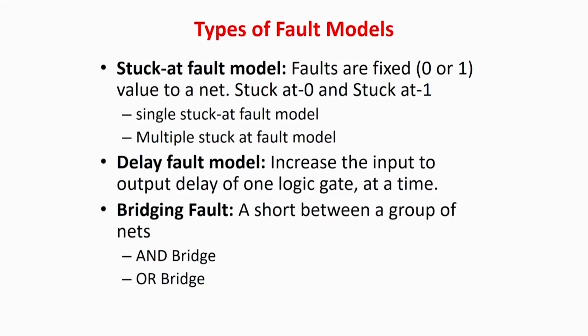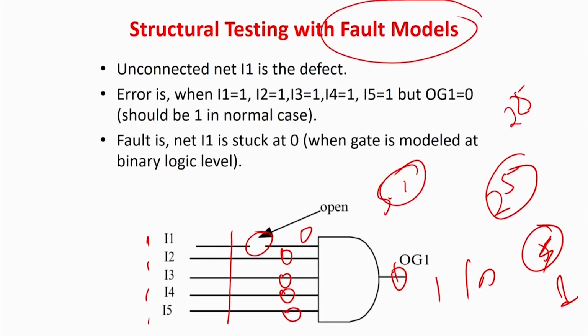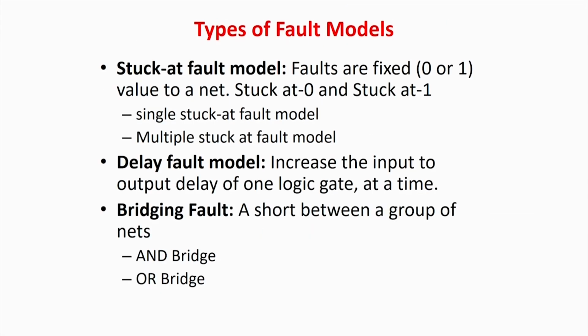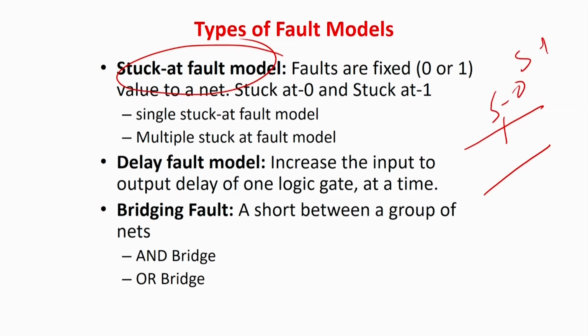Now, what are the basic types of fault models in practice? What I have said, stuck open, is just a stray example, but there are some real-life fault models which people have found out statistically and which are now being applied. One is the stuck-at fault model, which is very popular. It says that none of the lines should be stuck at 0 or stuck at 1. That means no line should be permanently 0, and no line should be permanently 1.